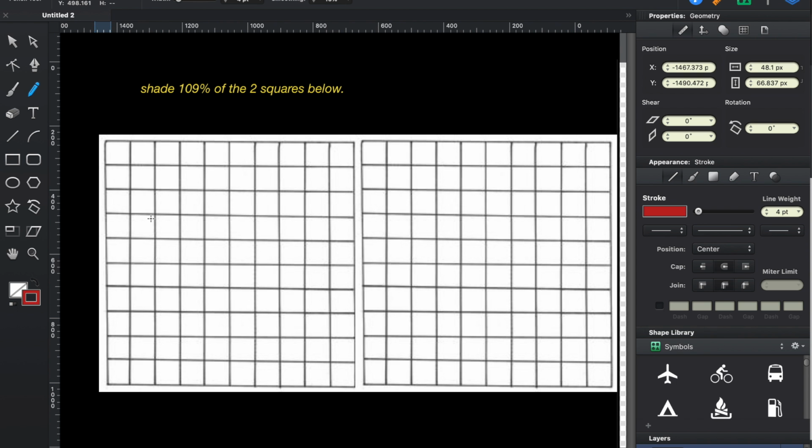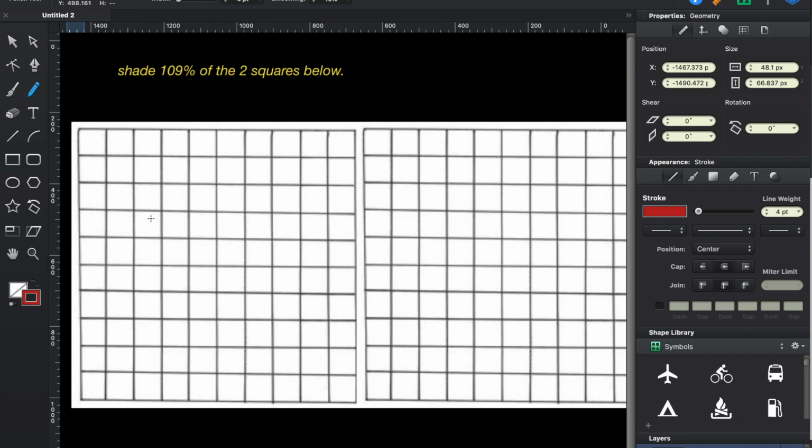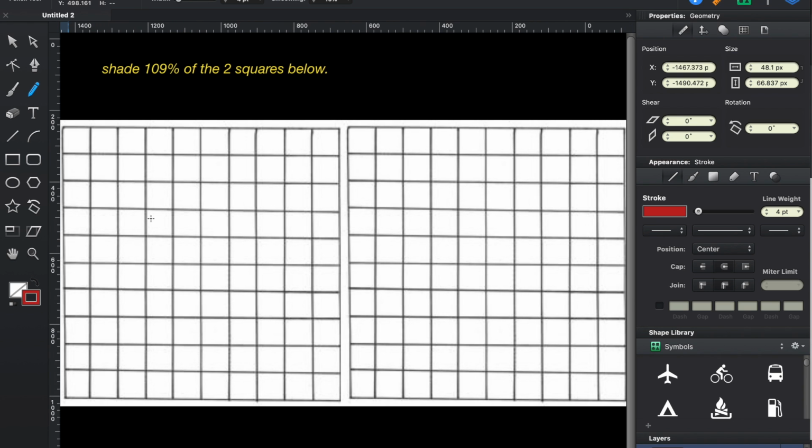Next question. Shade 109% of the 2 squares below. So we have 2 squares, obviously, and again, I bet these are 10 by 10 squares. But it says 109%, so obviously we're going to color in 100%, so 100 out of 100. I'm hoping you've learned some fractions right now. It's this number where it's like 5 and then 10, just over each other. And if you haven't, you should learn soon.